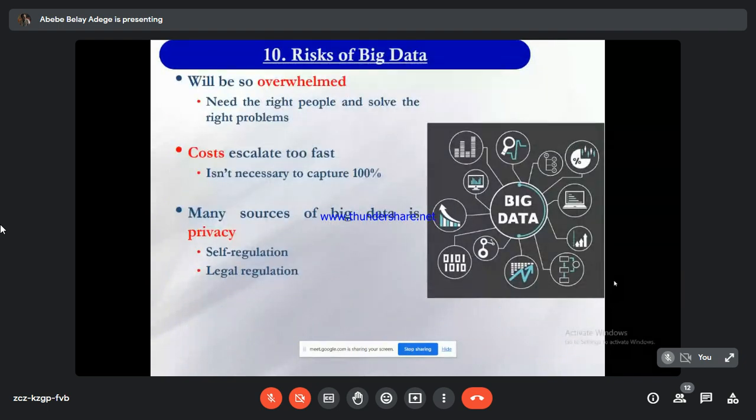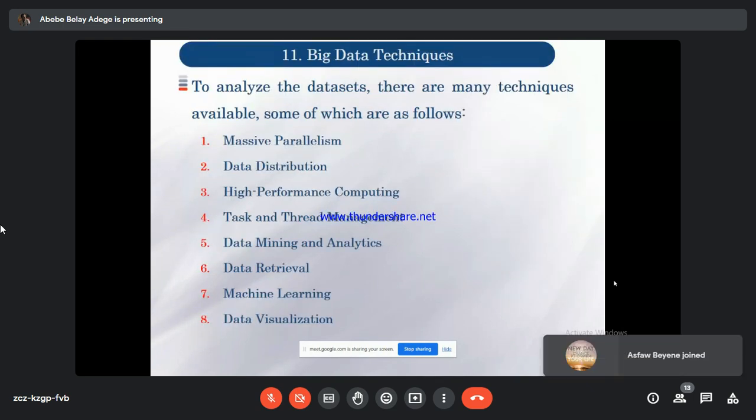And in the course, we have seen basically three main problems: the cost of the professionals, the privacy issues, and the overwhelming problems for writing or solving problems. These are all what we saw last time. Now let us start big data techniques.